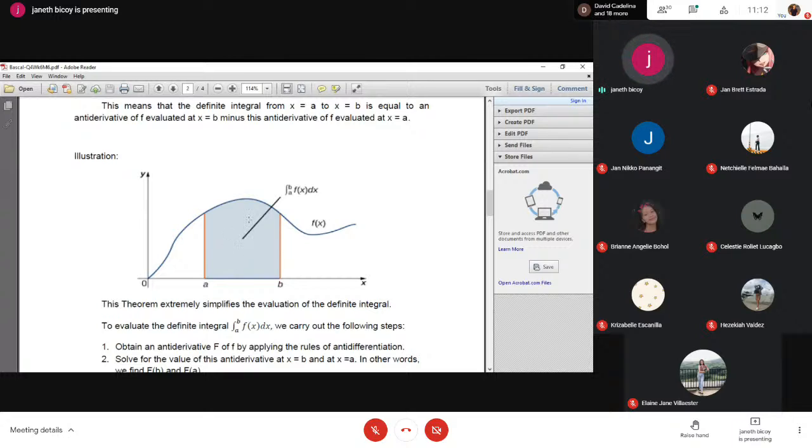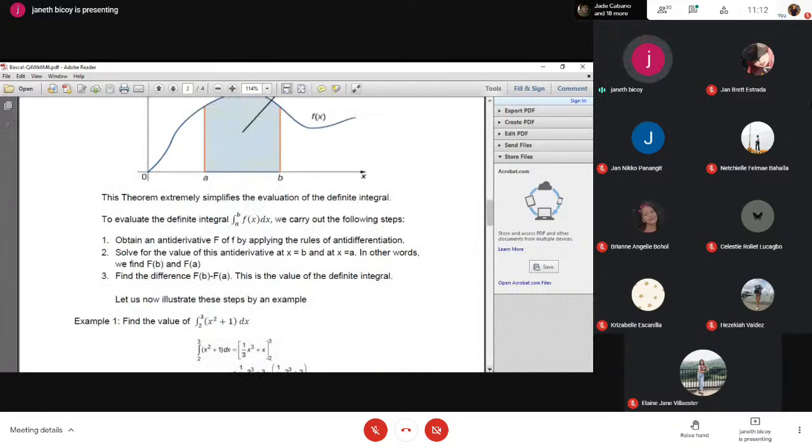To find this area, we need to evaluate the definite integral. So actually, definite integral is an area of a function, or area of the region bounded by this function and the vertical lines with respect to the x-axis. Okay? So to evaluate the definite integral, obtain the antiderivative, solve for the value, then find the difference.